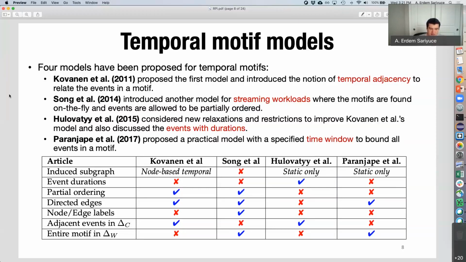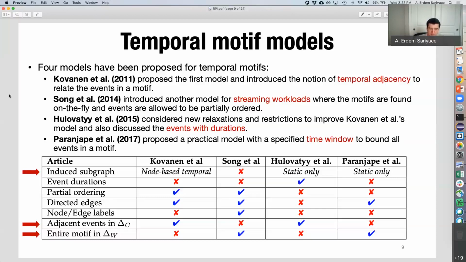I'm going to talk about the induced subgraph considerations and the timing, adjacent events and entire motif in delta C, delta W things later, but I just want to briefly discuss what the others mean. The node or edge labels or the directed edges basically discuss what if your edges are directed instead of undirected in the network, and I think 3 of the 4 models already considered that. The node labels or edge labels, both categorical and numeric, are only considered in the second work. The partial ordering constraints are considered in the second and also partly in the first one. And for the event iterations, only the third work proposed something.